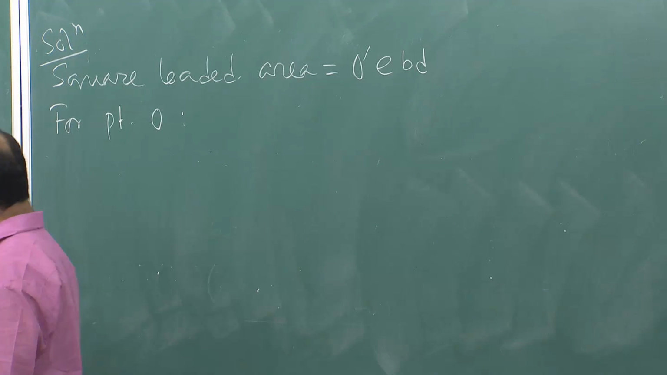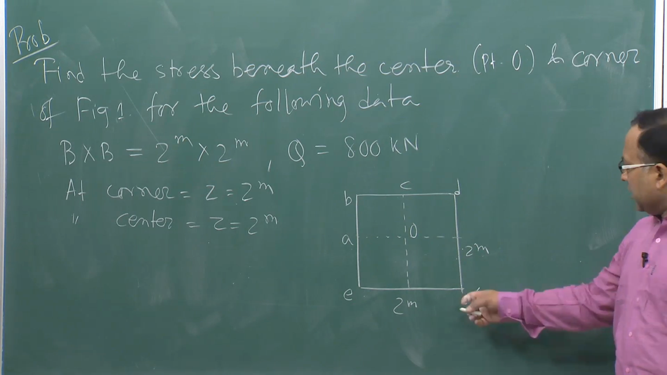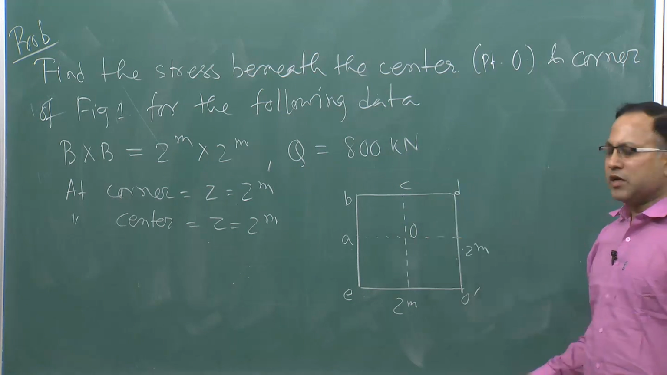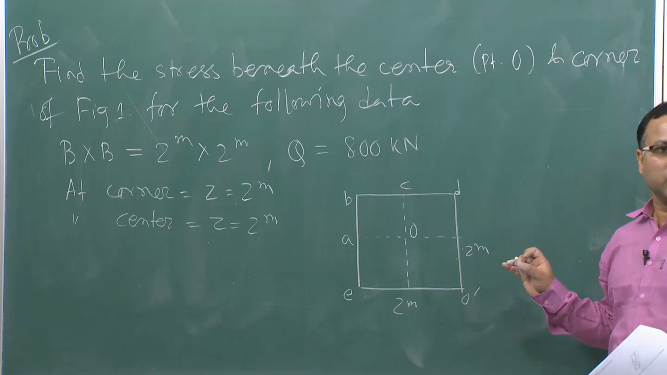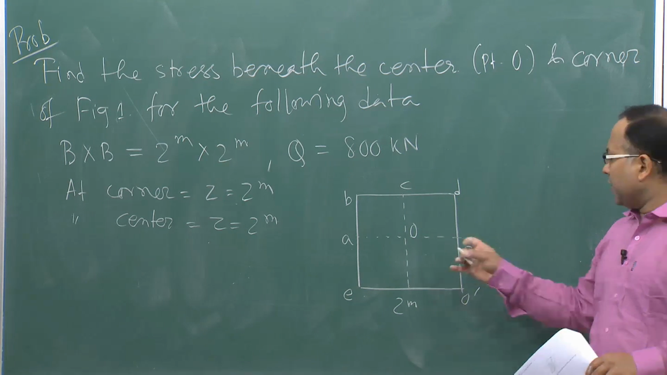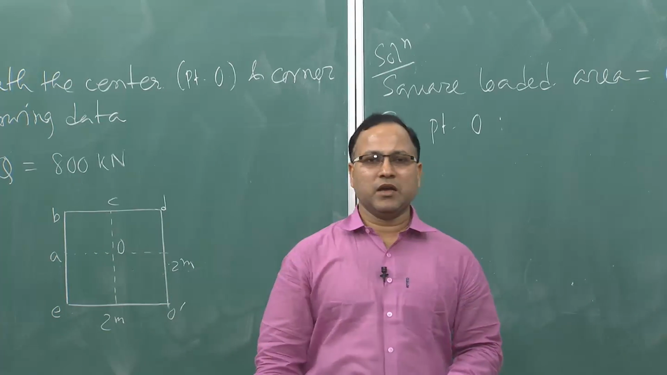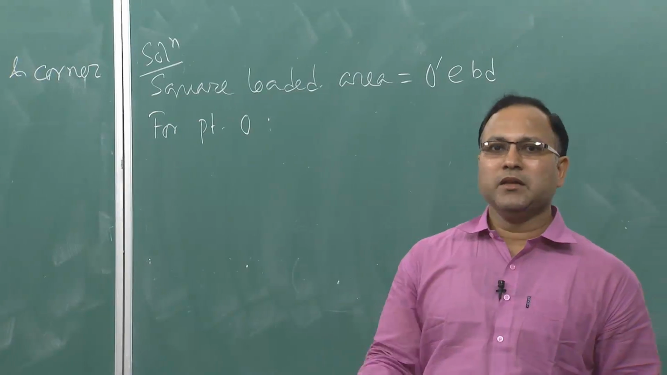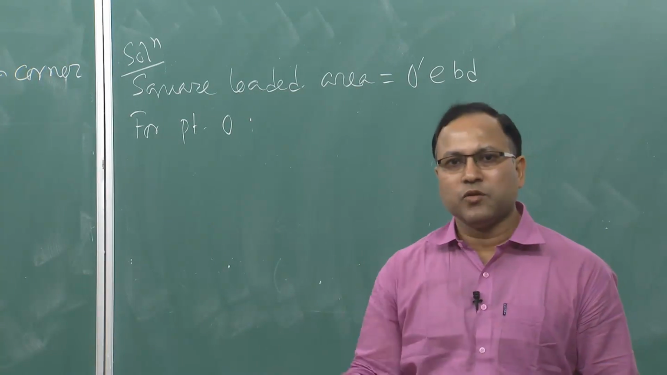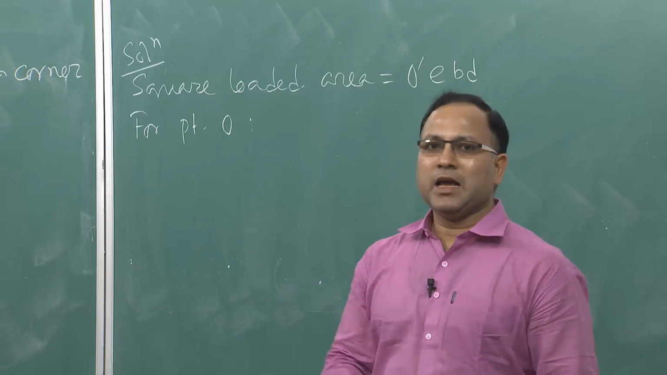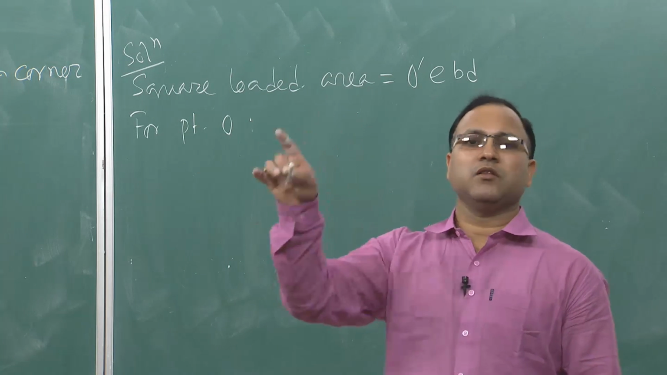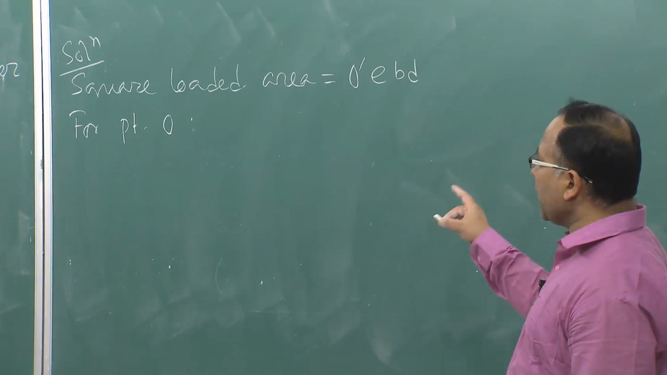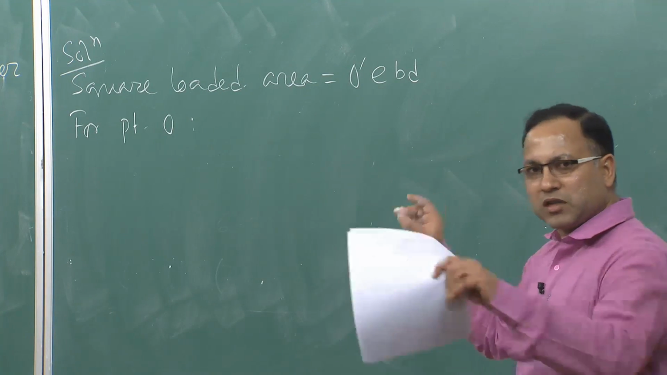Similarly, this corner is fine. So, you need to find out the stress just below the corner of this square area. So, the whole square area, if you consider this is the corner, it is fine. So, you can use the formula directly, but when we are talking about the center of the square, at that time you will not be able to use the formula directly. So, you have to discretize the whole area in such a way that O will be coming as one of the corner of that loaded area. Okay. So, that we are making. So, the total square loaded area is O prime E B D.